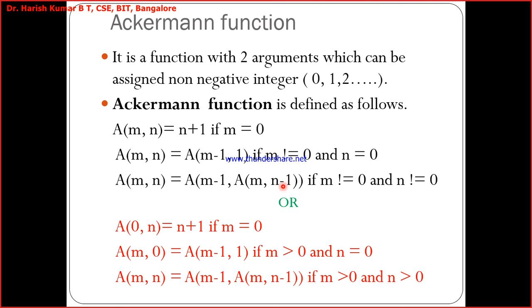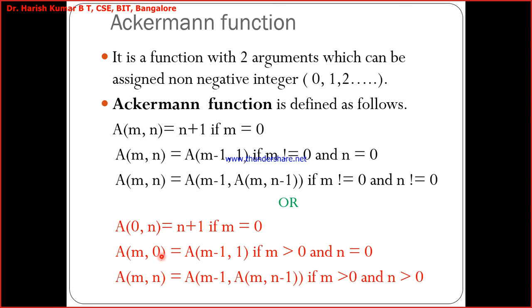Okay, so this is one way of understanding it, and the other one, which I have written in red color, is easier to remember than this. See here, a of 0 comma n. When m is 0, the first argument is 0, so this is the definition: a of 0 comma n is n plus 1. The Ackermann function is 1 more than the second argument, n plus 1, if m is equal to 0.